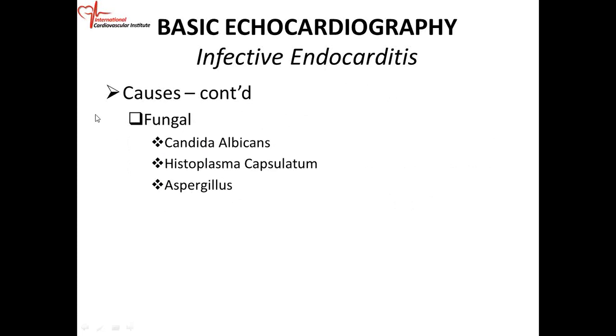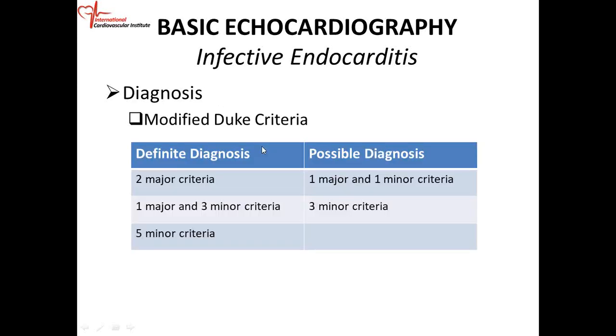So those are the bacteria, but fungus can also cause infective endocarditis. And then the fungal causes include Candida albicans, Histoplasma capsulatum, and Aspergillus. So these are fungal causes. The fungal vegetations tend to be much larger though.